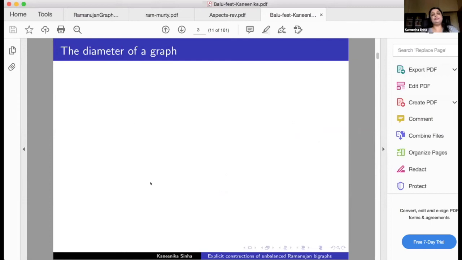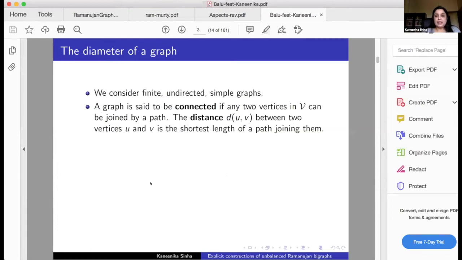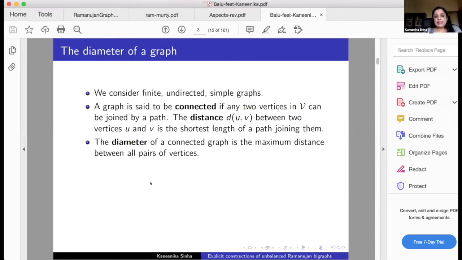Okay, now we have this notion of the diameter of a graph. As I mentioned before, henceforth we consider finite, undirected, simple graphs. A graph is said to be connected if any two vertices in the vertex set can be joined by a path. And the distance between any two vertices U and V is the shortest length of a path joining them. There can be more than one path joining U and V, so the length of the shortest path is what is called the distance. And the diameter of a connected graph is the maximum distance between all pairs of vertices.